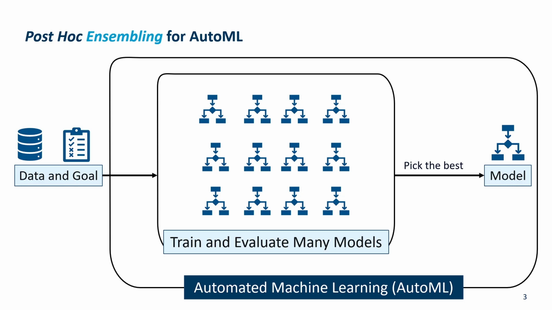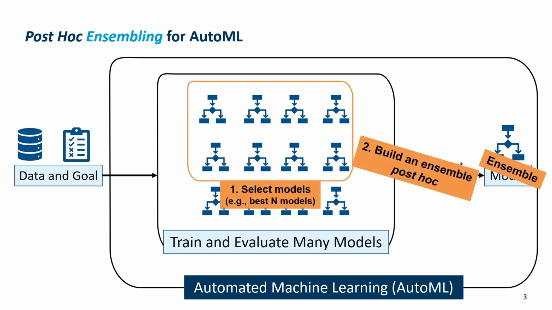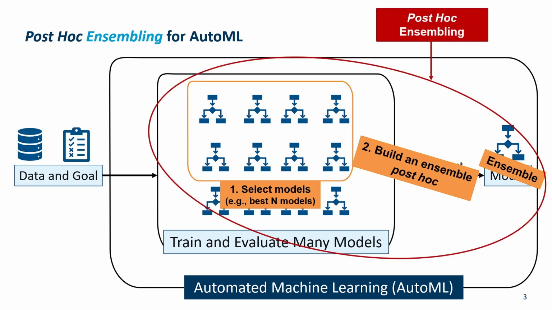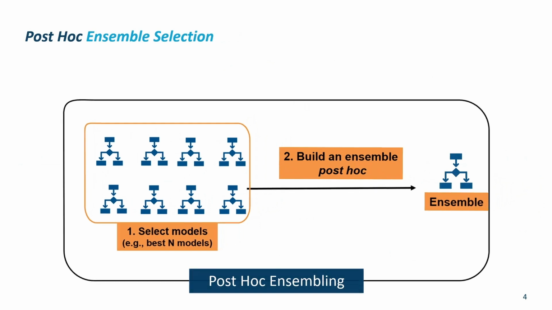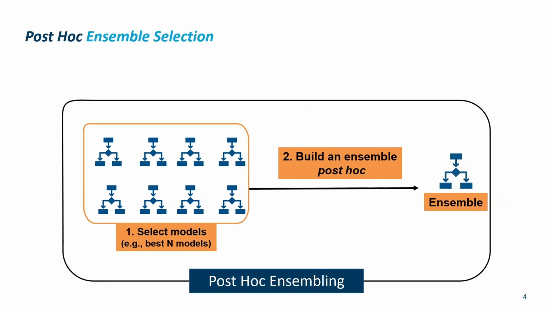The process of post-hoc ensembling now builds upon this framework in AutoML. Instead of picking the best model, we first select a subset of all evaluated models and then build an ensemble post-hoc, which we return as the final model. We define all of these steps to be part of post-hoc ensembling. For this work, we are interested specifically in post-hoc ensemble selection, which is a specific type of post-hoc ensembling.